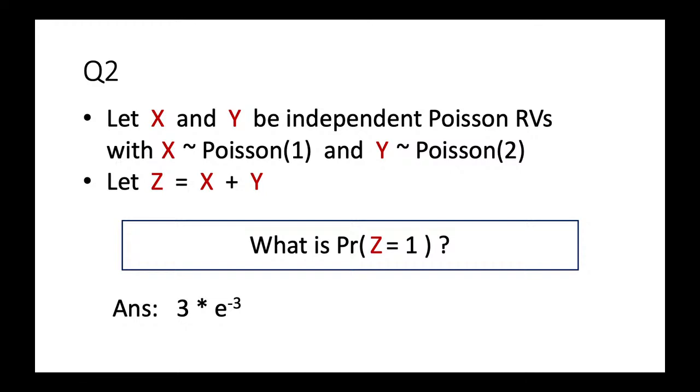But for this question, we actually want you to recall that the sum of independent Poisson is actually a Poisson. So we know that Z is a Poisson random variable as well, and it will have parameter 3. So simply, the answer for this one is, what is the chance that a Poisson random variable with parameter 3 will be equal to 1?